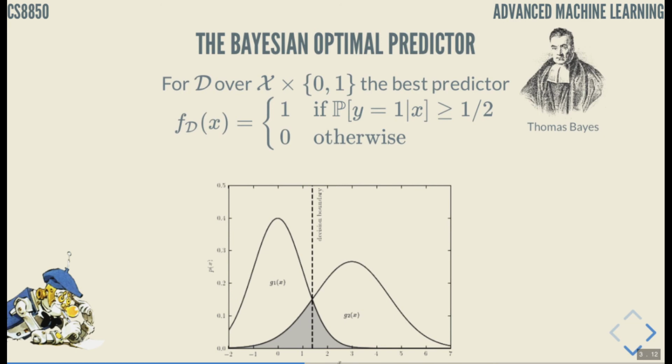So if we think about it, we already know the answer. Our answer would be the Bayesian optimal predictor. For the data generating distribution, which is a joint distribution over our domain cross product with 0, 1, the label set, the best predictor is the following. Once we get an X, if the conditional probability of getting a label 1 is greater than or equal to 1/2, we return 1. Otherwise, we return 0.